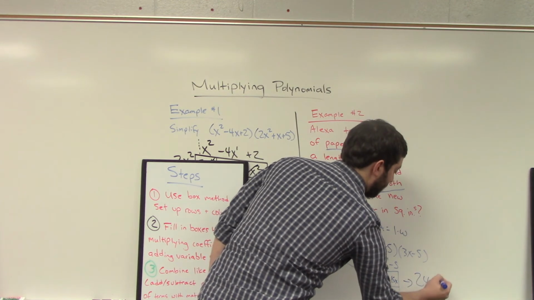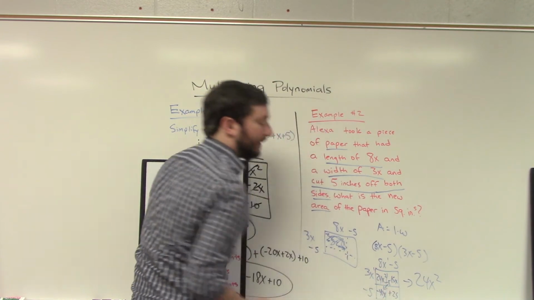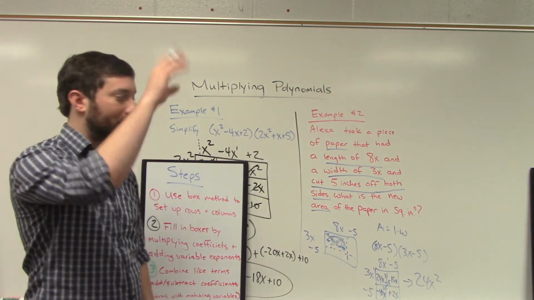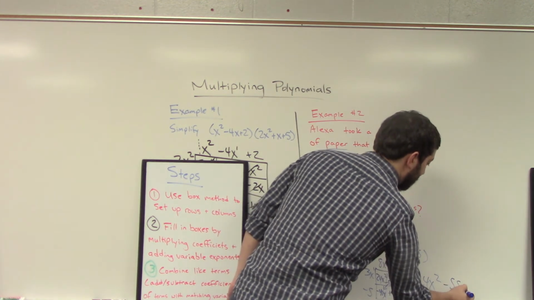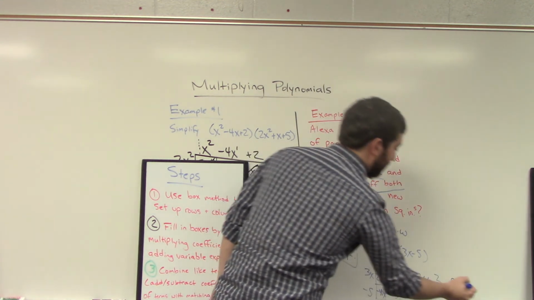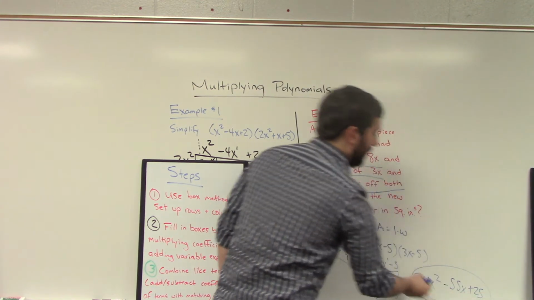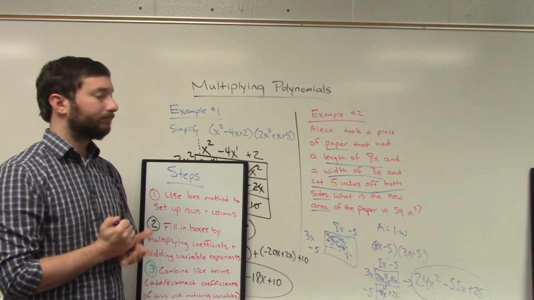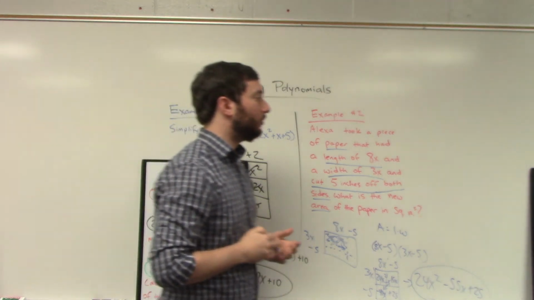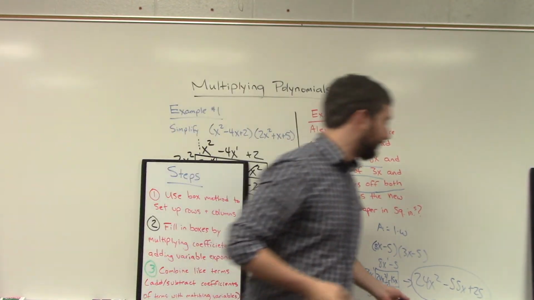24x squared. We can combine these terms here. They have the same variable, x to the invisible power of 1. Negative 15 and negative 40 give a bigger negative number, negative 55x, and that positive 25. This is your area in square inches of the new piece of paper for your problem. Okay, and that leads us to one last problem, which deals with volume.